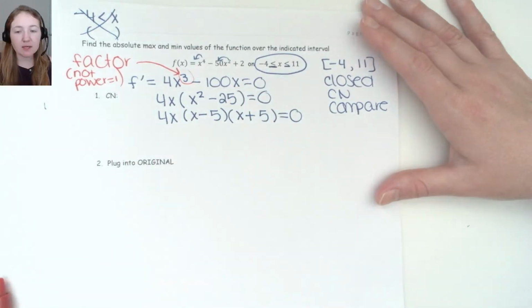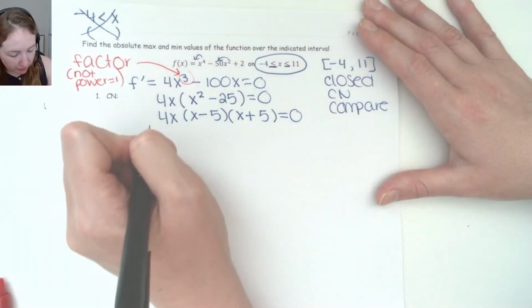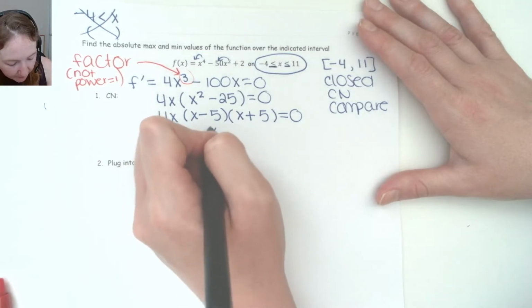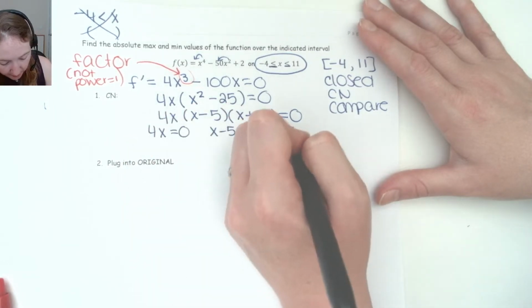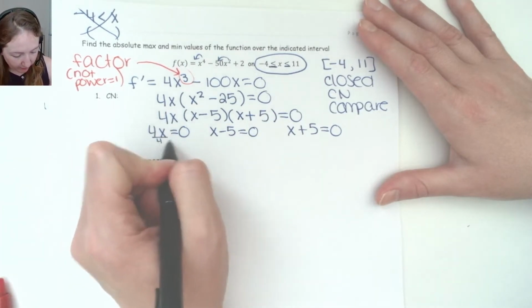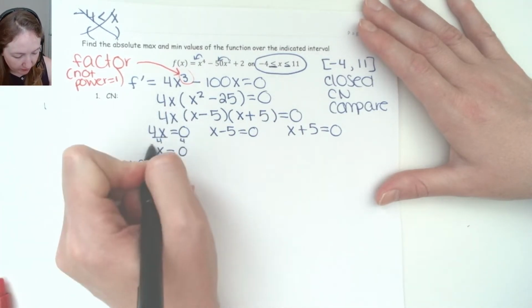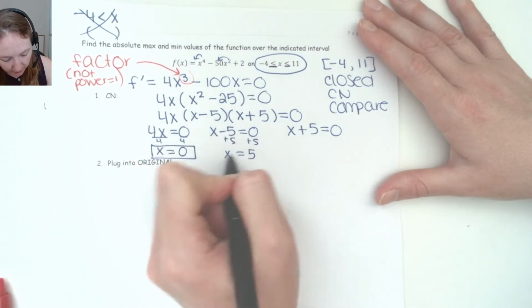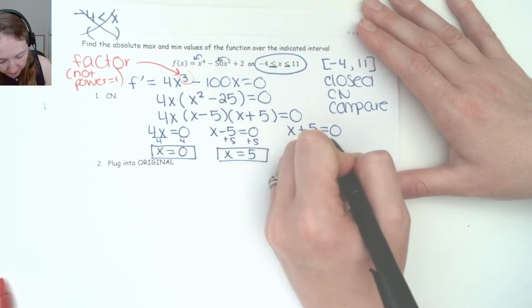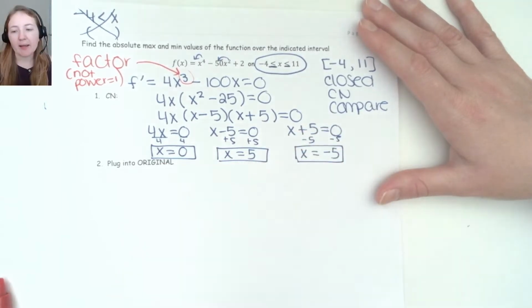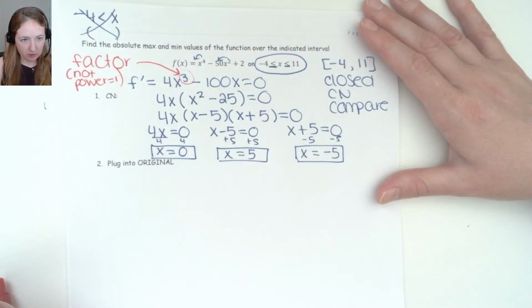So now that we're setting that equal to 0 to find our critical numbers, we're going to set the 4x equal to 0, and then the x minus 5 equal to 0, and the x plus 5 equal to 0. So simply divide by 4 here, we get x equals 0. Add 5, we get x equals 5, and then subtract 5, we get x equals -5. Now, at face value, it looks like you have three critical numbers.